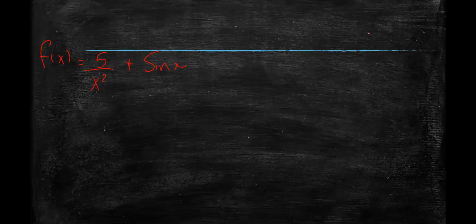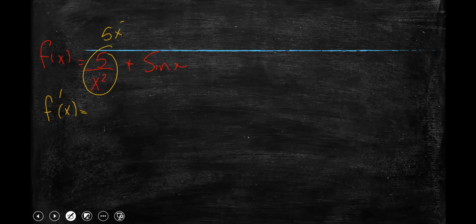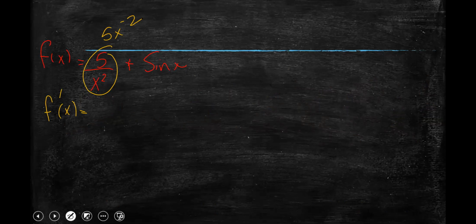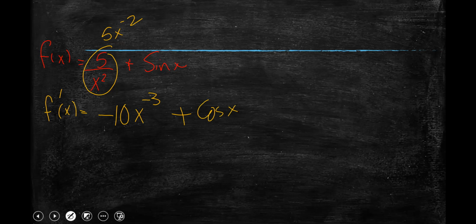So it is 5 over x squared plus sine x. So f prime of x, it will be 5. Oh, this one can be written as 5x raised to the power negative 2. So it is negative 10x raised to the power negative 3 plus, what is the differentiation of sine? Cosine. Cosine x.